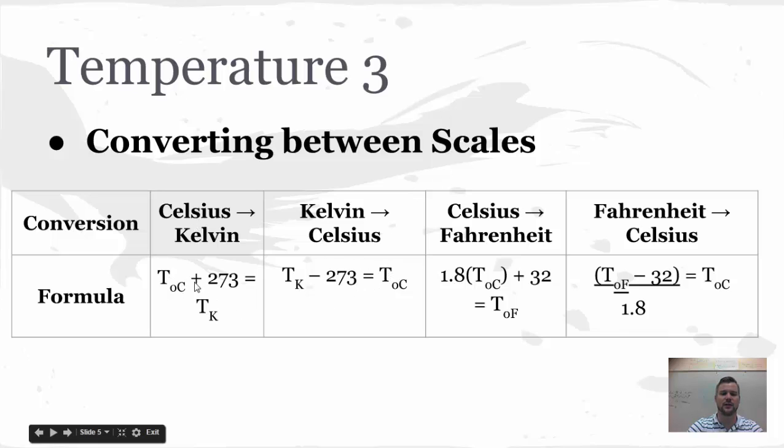So you're going to take the temperature in Celsius, add 273, that's going to be Kelvin. Temperature in Kelvin, subtract 273, that'll equal temperature in Celsius. The Celsius to Fahrenheit, you're going to take 1.8 times the temperature in Celsius, then add 32, that'll be your temperature in Fahrenheit. And then to go from Fahrenheit to Celsius, take your Fahrenheit temperature, subtract 32, and then divide by 1.8, and that'll be your temperature in Celsius.